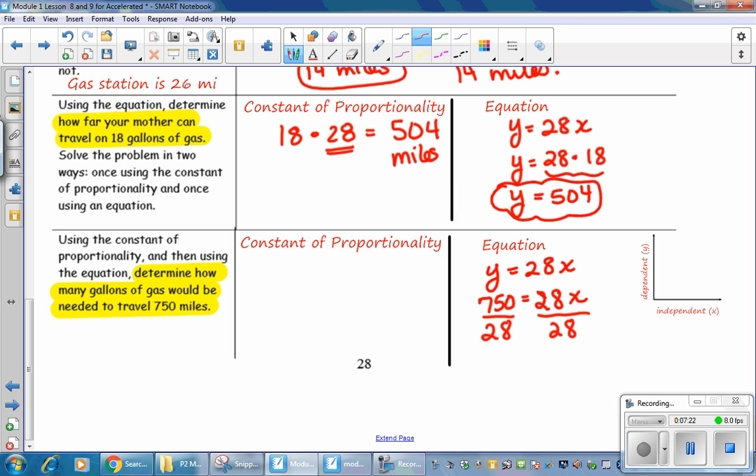So we do 28 divided by 28 is 1, and 1 times x is x, and 750 divided by 28 is the solution to the problem, which is 26.8. And that means that the number of gallons required for this trip is 26.8 gallons.